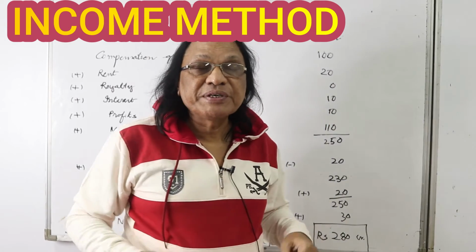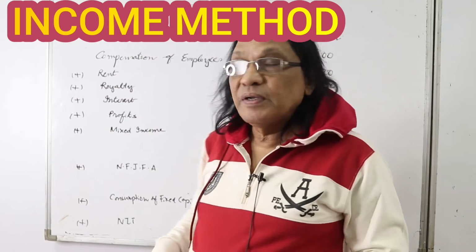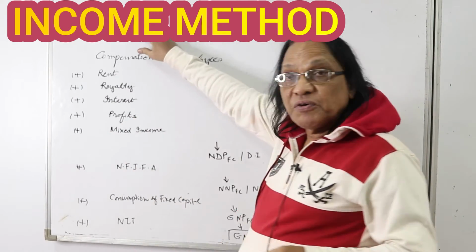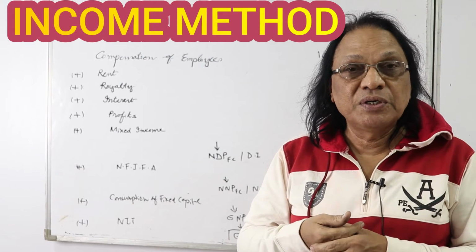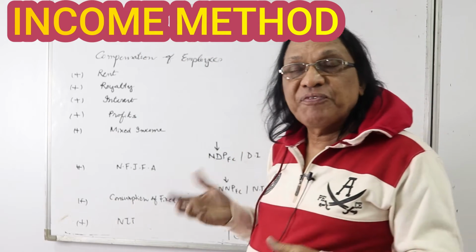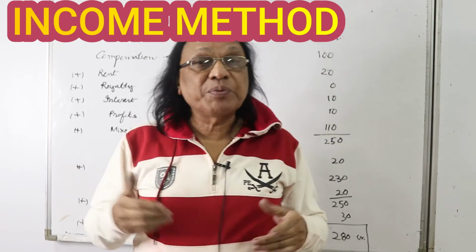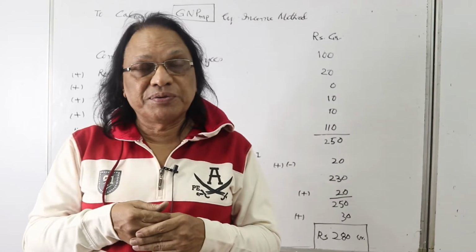Now see the sum here. The best way of doing this numerical by income and expenditure method is to put the formula first and then put the values. It becomes much easier.